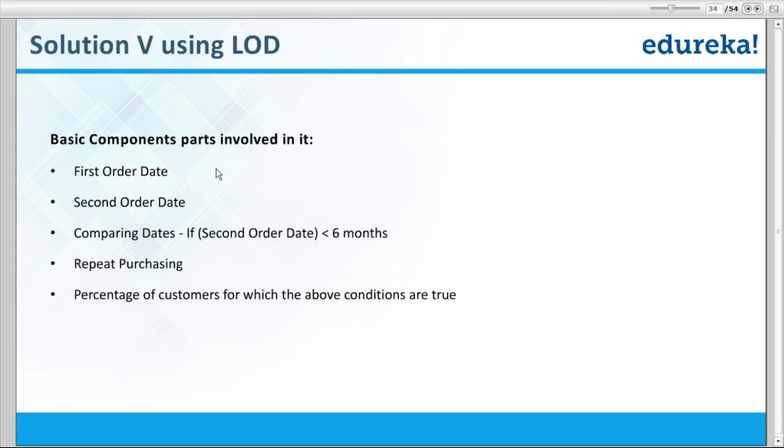So the first thing, we need to compute the first order date. When was my first order date? And next, I need to compute my second order date. And third, I need to find the difference between my first order date and second order date. If it is less than 6 months, am I making a repeated purchase? Then I need to confirm this. If I am making a repeated purchase, I need to find the percentage of customers for which the above conditions are true. So these are the steps, friends, that I should do.